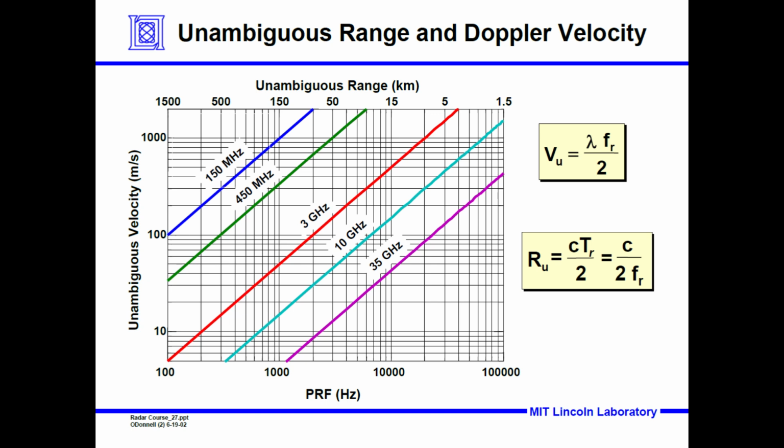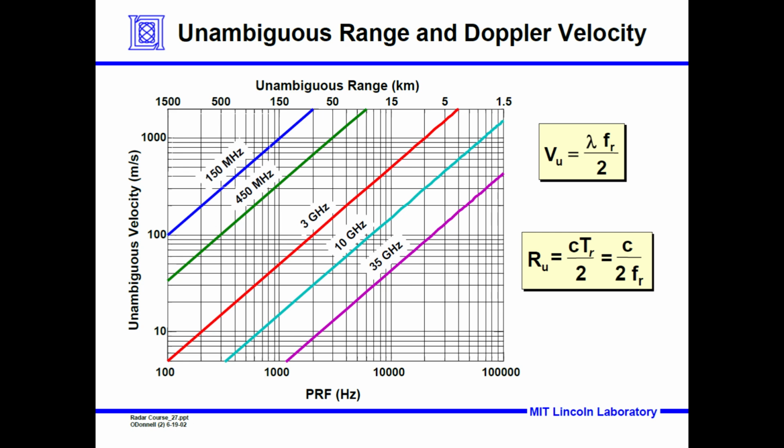Let's discuss the unambiguous range and unambiguous Doppler velocity. As you might have noticed in the previous two graphs, these two equations, which describe what unambiguous velocity and unambiguous range are, both depend on the PRF, pulse repetition frequency. Additionally, one of them depends on the wavelength of the radar.